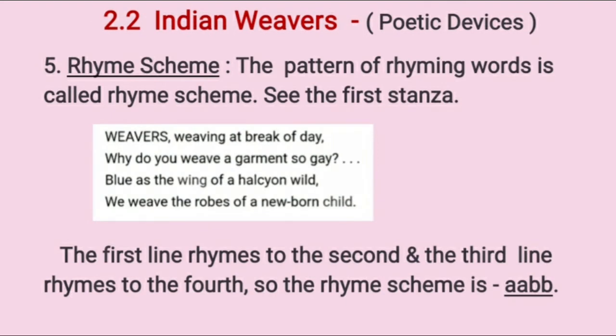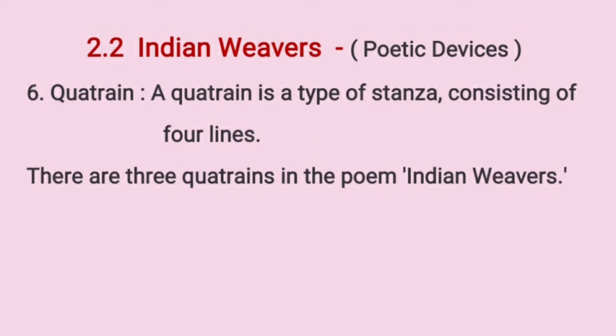Rhyme scheme. See the first stanza of the poem. Tell me which are the rhyming words. Hay and gay, wild and child are the rhyming words. The first line rhymes with the second, and the third line rhymes with the fourth. So the rhyme scheme is AABB. The same rhyme pattern is followed in the second and the third stanza. Quatrain. A quatrain is a type of stanza consisting of four lines. There are three quatrains in the poem Indian Weavers.